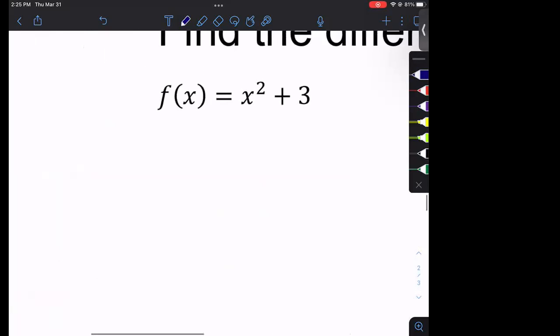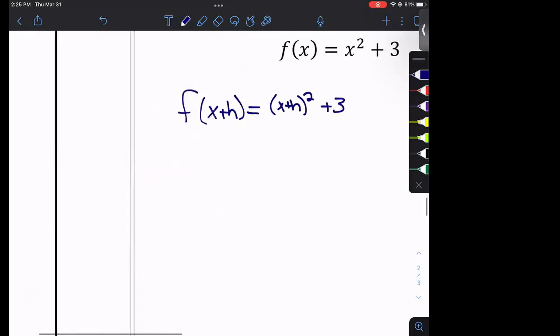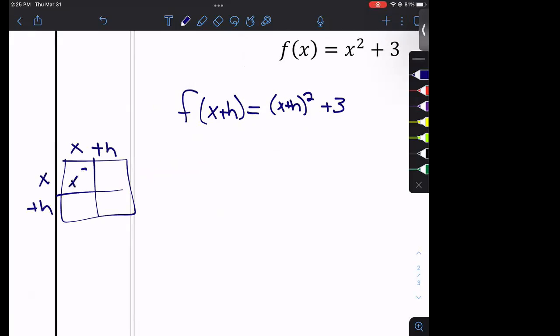So in order to find that, I'm going to start with f of x plus h. I'm going to go to the equation. Anytime I see x, I'm replacing it with x plus h. Just like that right there. And then I'm going to multiply x plus h times x plus h in order to get that x plus h squared. You can jump off to the side, draw yourself a box, x plus h times x plus h.